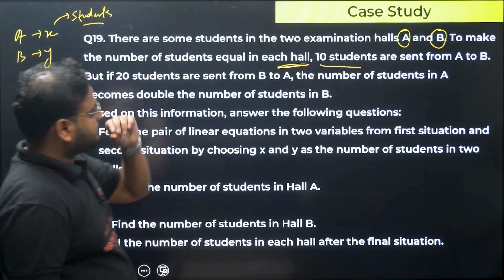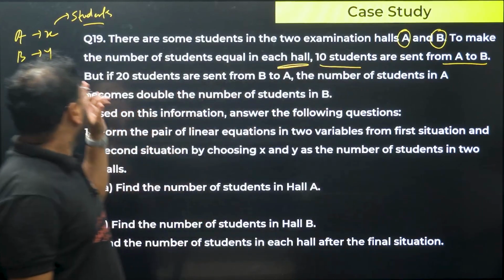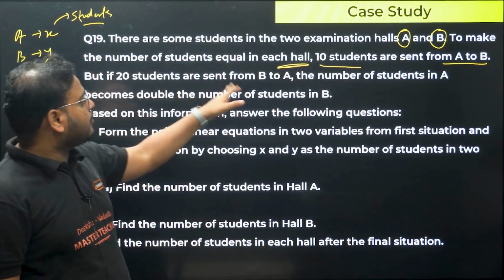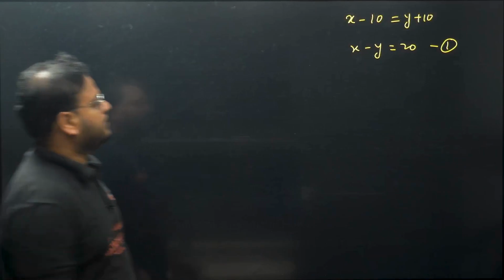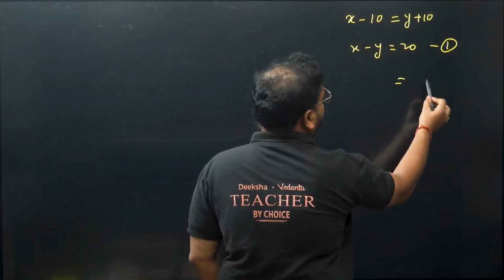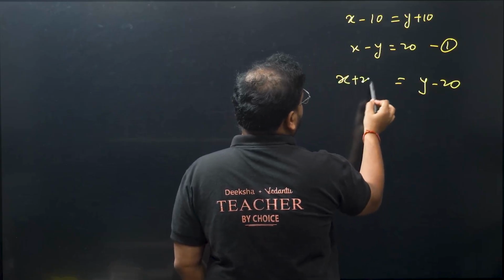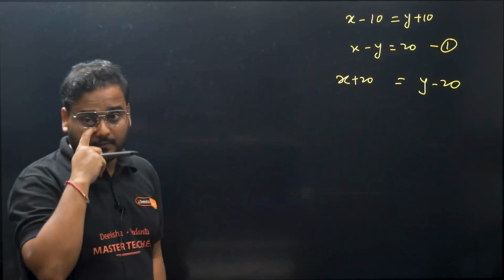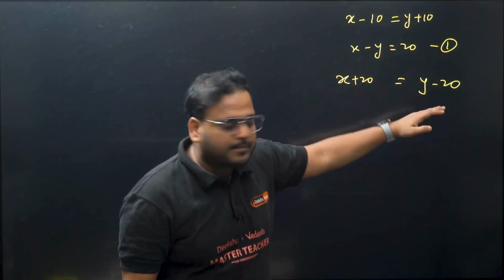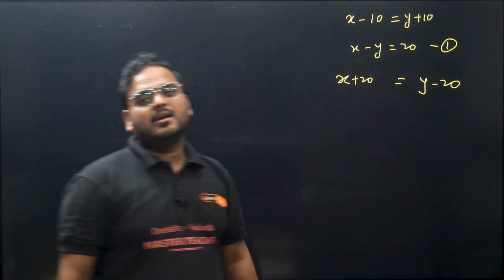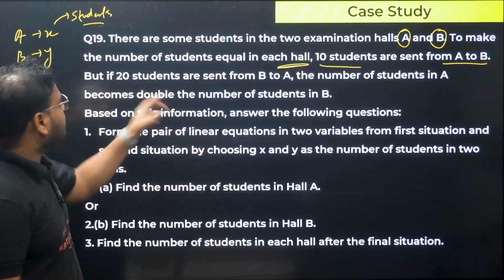What we have covered till this part. Next. But if 20 students are sent from B to A, the number of students in A becomes double the number of students in B. 20 sent from B to A means B will become less and X will become 20 more. Correct? So B will be less by 20 and X will be increased by 20. They're saying that the number of students in A is double the number of students in B.